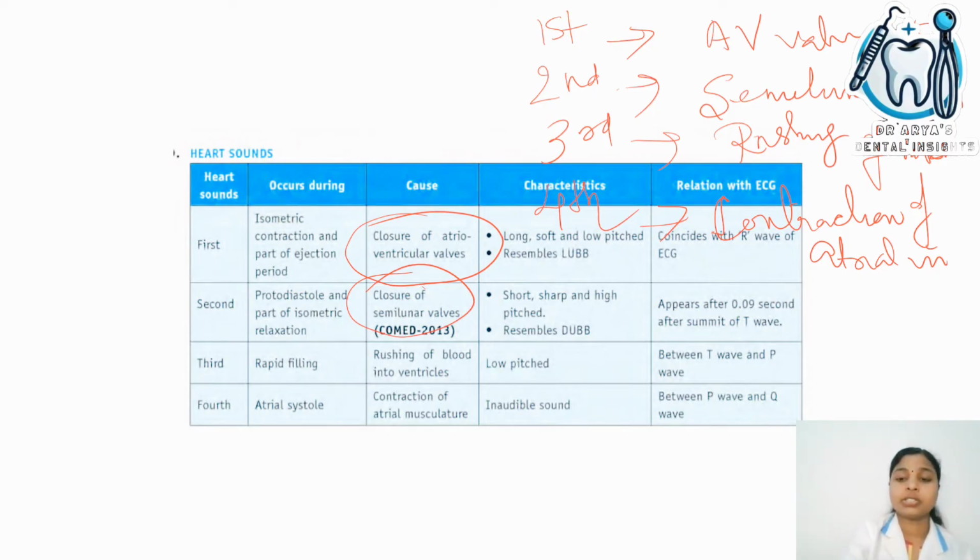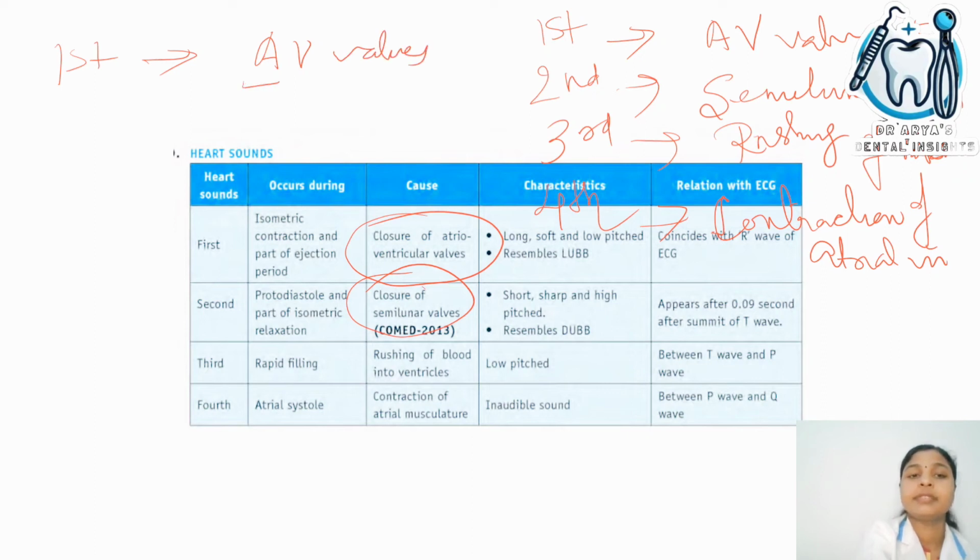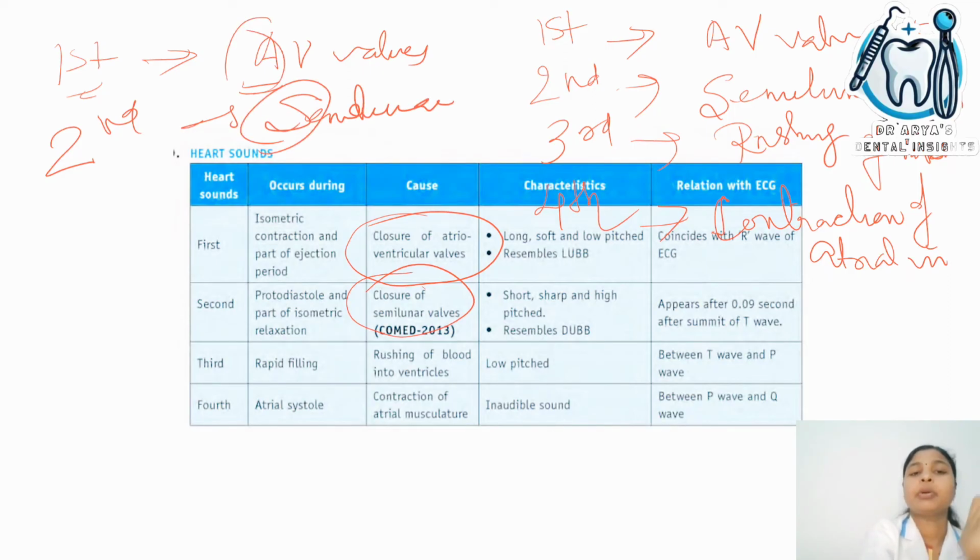So here it's also a mnemonic. So that is first is A. Okay, that is AV valves. And second, it is yes, that is semilunar valves. So these are the two mnemonics. Okay. So first sound is due to the closure of AV valves, and second sound is due to the closure of semilunar valves. Okay.